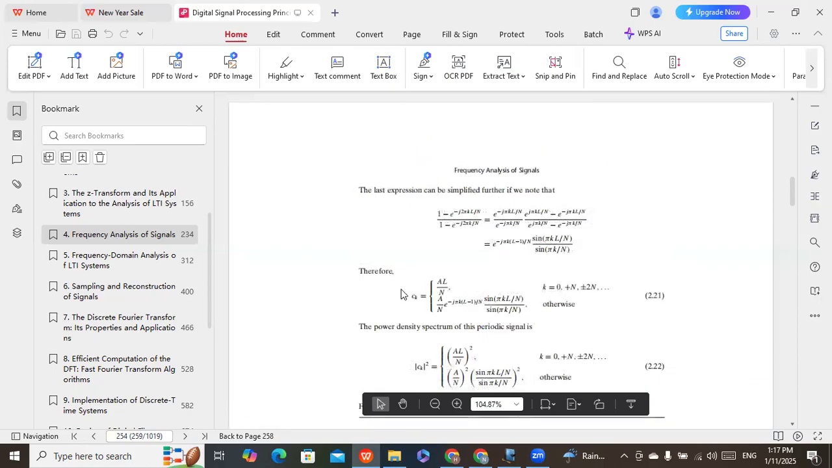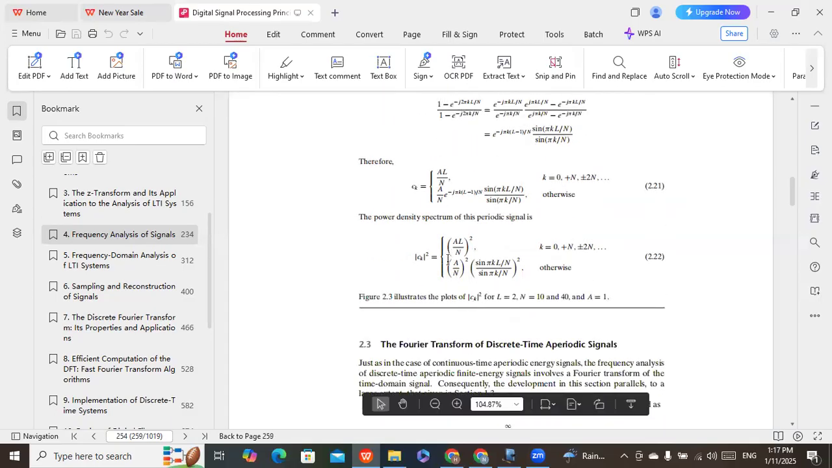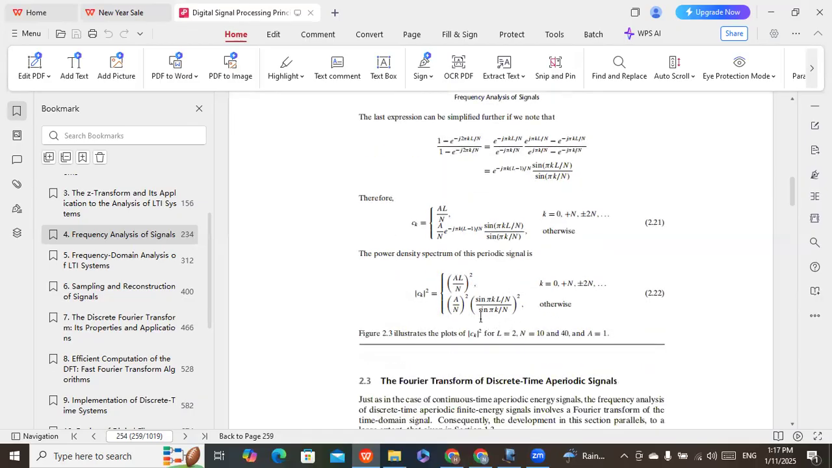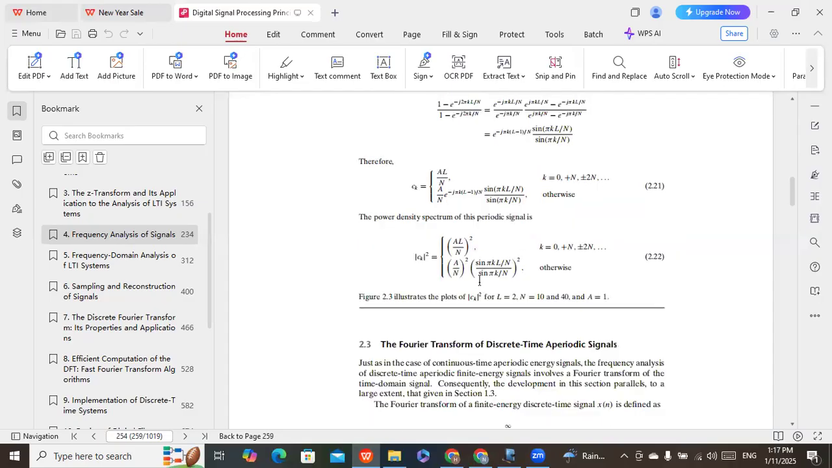Then maybe just try to do this one. Okay, so this one also not much difficult. You can try to do this one by yourself. Okay, so try to prove this one. Try to get this answer. If you have any problem, please ask me. I can help you.